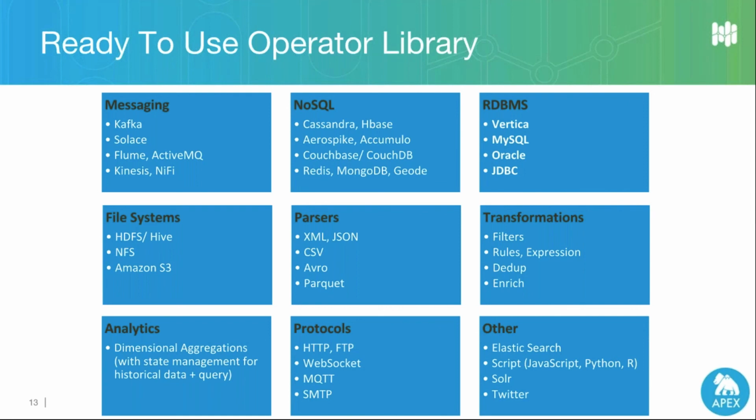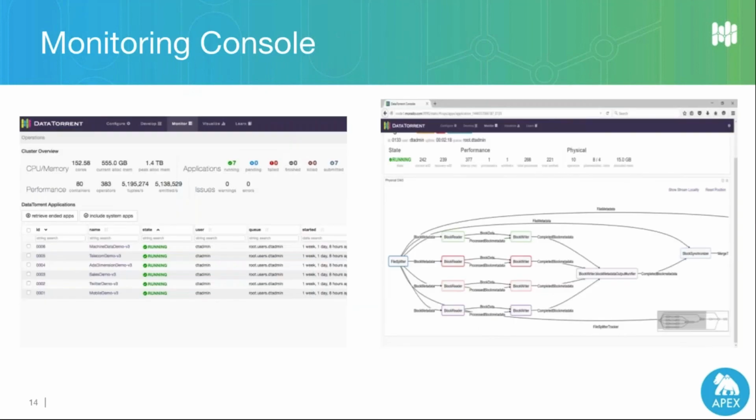And then there could be inverted index technologies like Solr, Elasticsearch, and so on. Then there could be other protocols like HTTP, MQTT, SMTP, and so on. Or you could read from and write to traditional databases, or then there could be transformations like filtering, enrichment, deduplication, and so on.